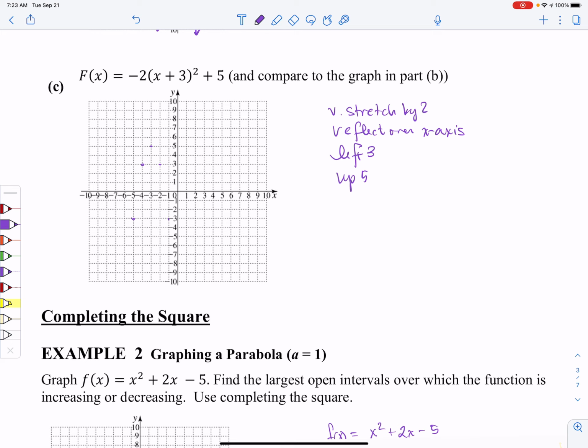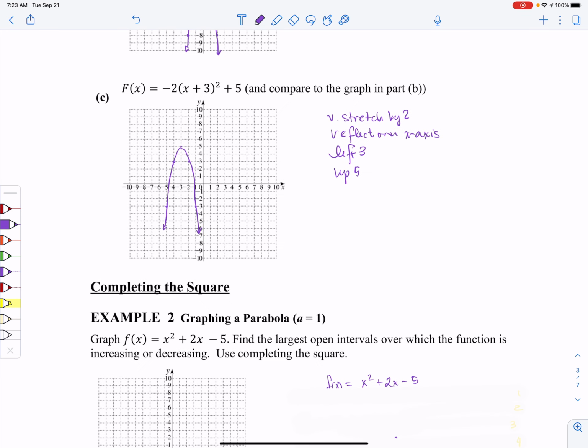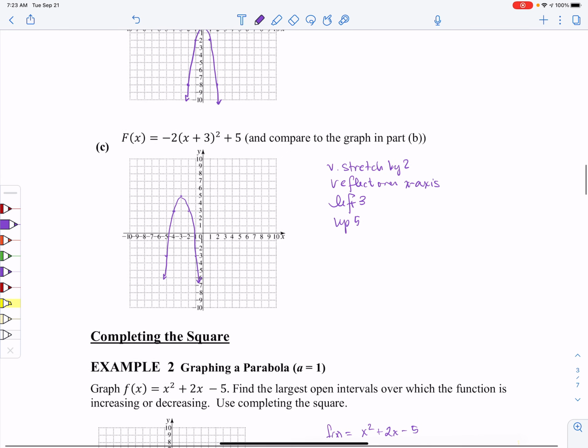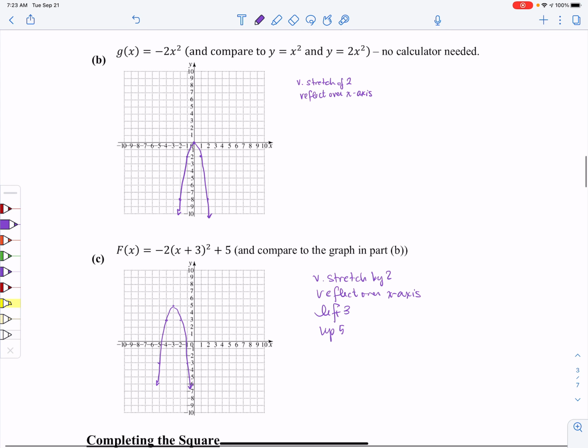And then at that point, I am reflecting down. So we're going to go right 1 and down 2, again, because of that vertical stretch. Left 1 and down 2 as well. And then we're going to go right and left 2, down 8. Very similar to the one that we just did. And if I were to compare the two graphs, which is what part C tells me to do, I'm going to notice that they're the exact same graph. It's just that the second one is moved left 3 and up 5.